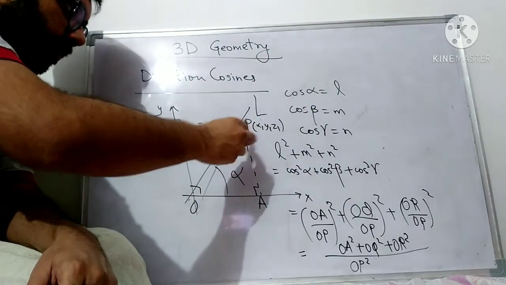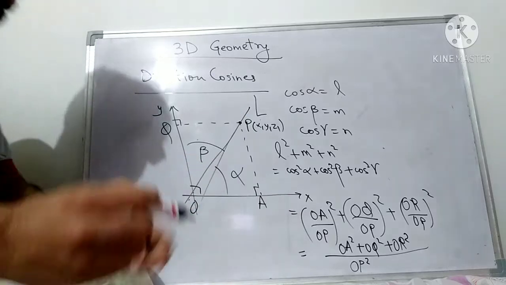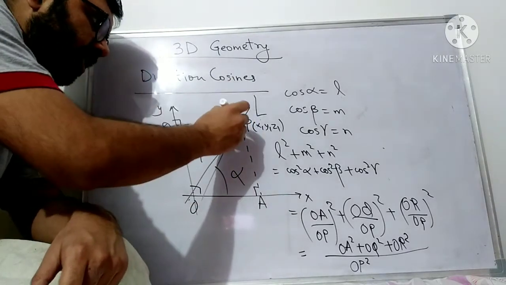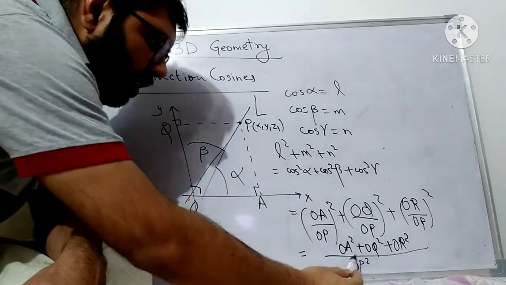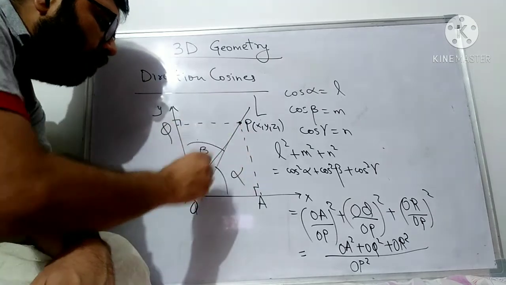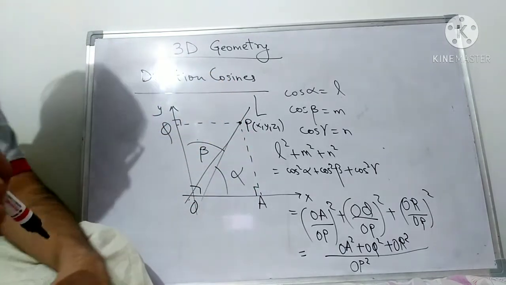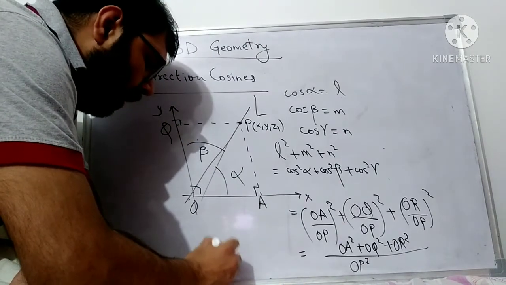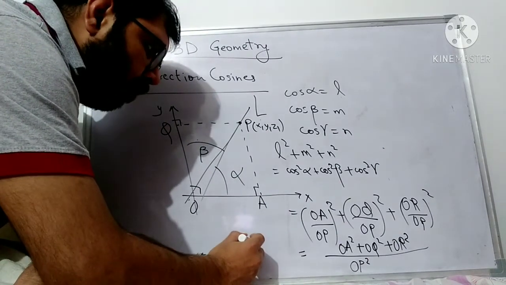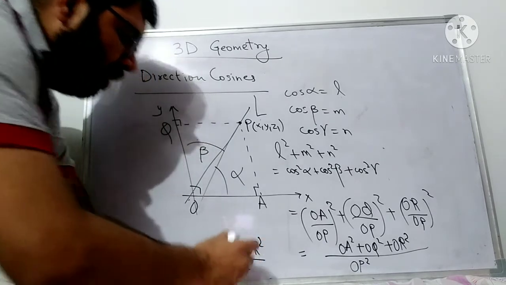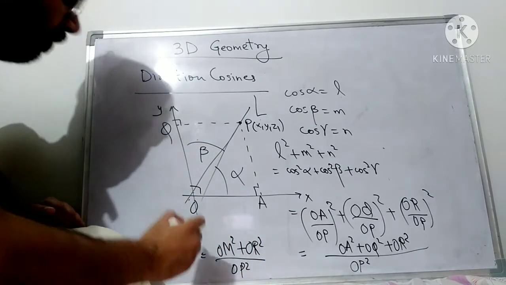So basically OA square plus OQ square will be the square of the distance from O to the foot of perpendicular from P to this plane. Suppose that is OM square. Then we take OM square and OR square divided by OP square. Both of these will be equal using Pythagoras theorem, so we get 1.